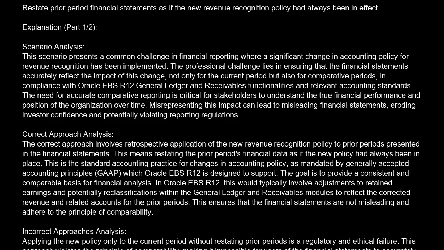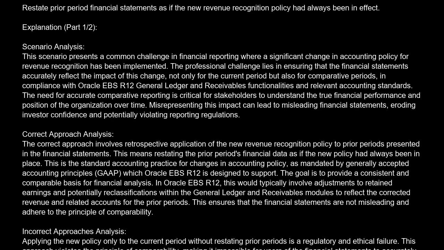The correct answer is D. Restate prior period financial statements as if the new revenue recognition policy had always been in effect. Explanation. Scenario analysis. This scenario presents a common challenge in financial reporting where a significant change in accounting policy for revenue recognition has been implemented.